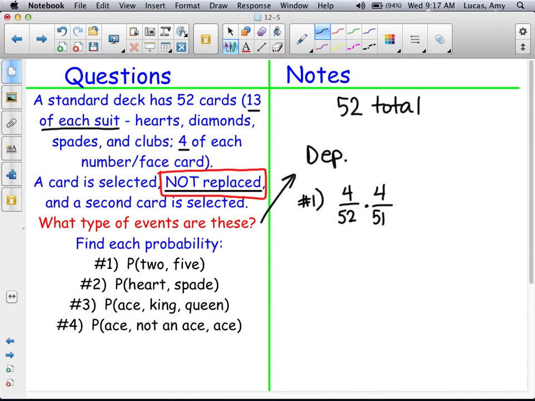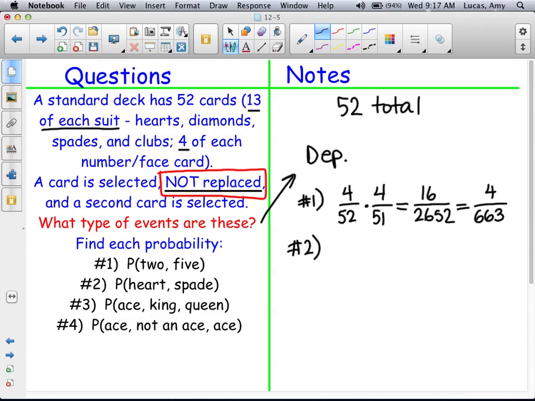Now, if I multiply these, I'm going to get 16 for my numerator and 2,652 for my denominator. Notice I didn't reduce first on this one. You could reduce first though, or you can reduce at the end. This number is a little bit too large to fit in my calculator. Dividing them both by 4 gives me 4 over 663. And that's it.